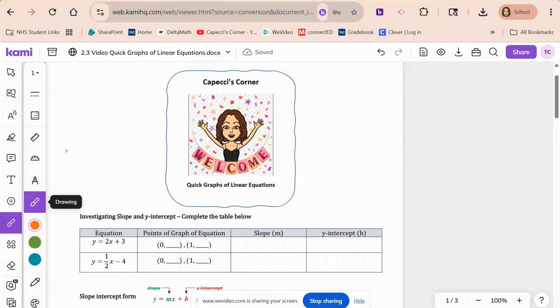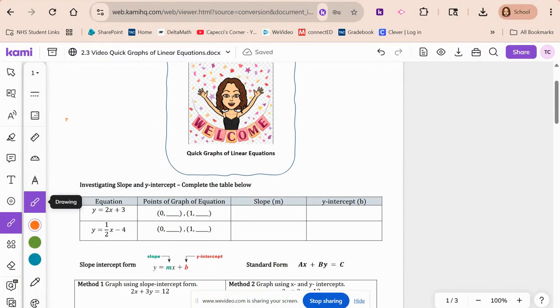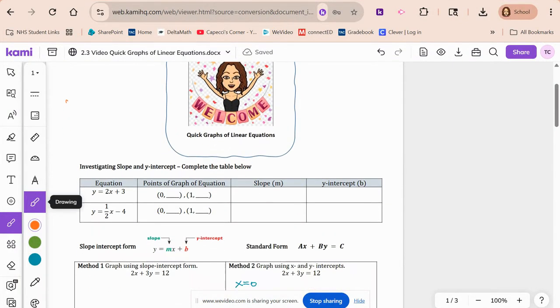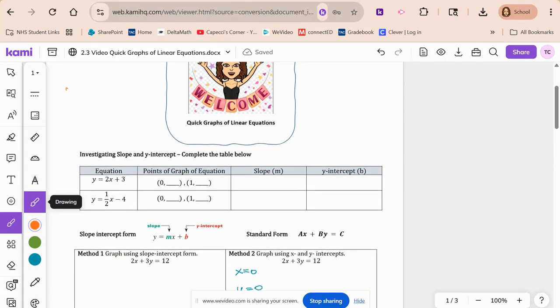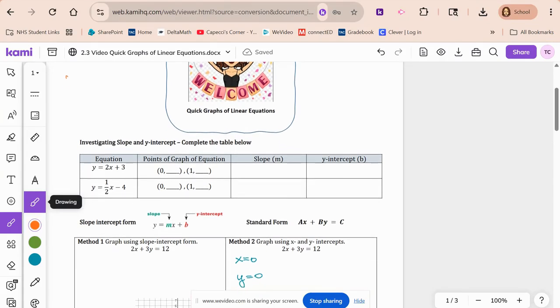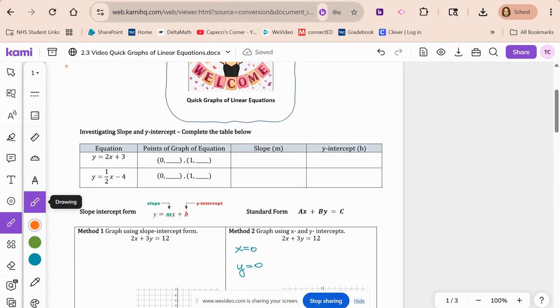Today in Confetti's Corner, we're going to look at quick graphs of linear equations. So we've been talking about linear equations a lot in this chapter. So let's see what we have today. So when we're looking at slope and y-intercept form, first thing we're going to do is take a look at the graph.